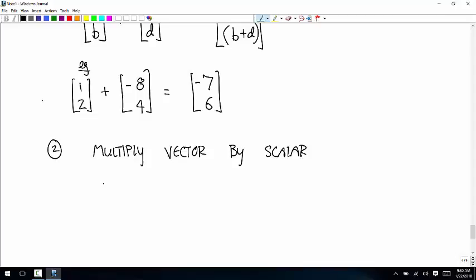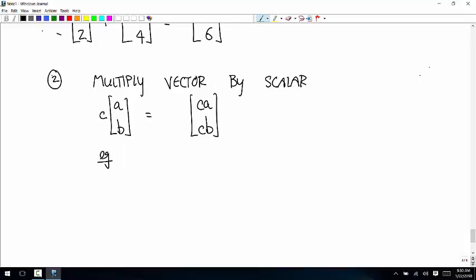So if you multiply the scalar c to the vector AB, you get the output vector cA, cB. So for example, if you multiply negative 4 times the vector 6, negative 2, you get negative 24, 8.